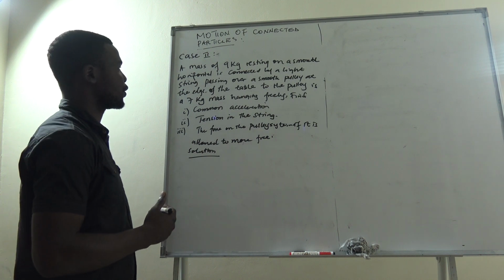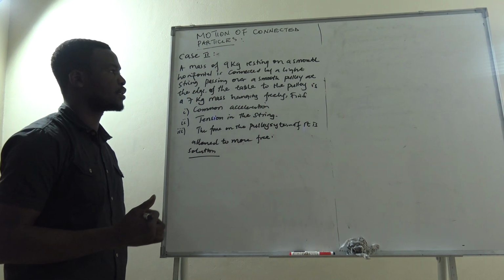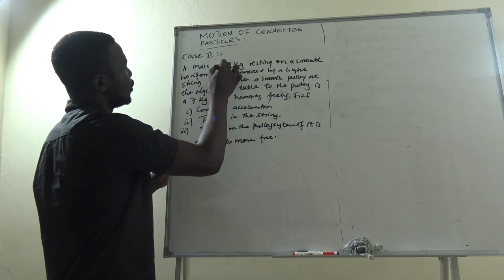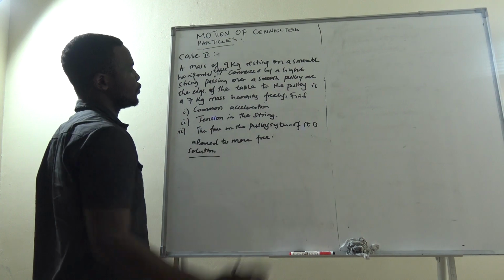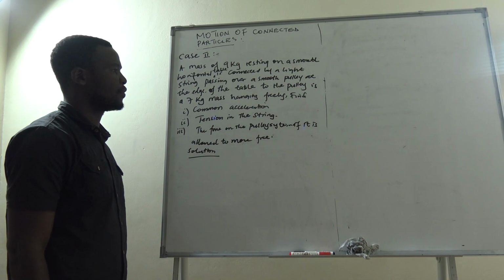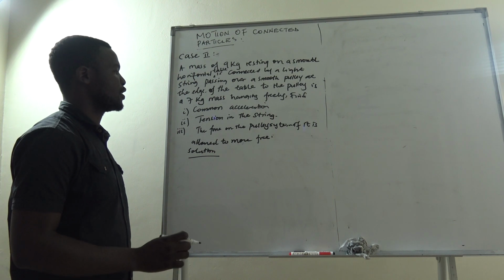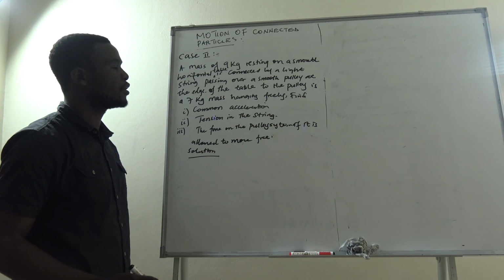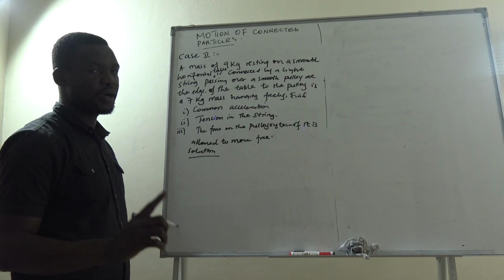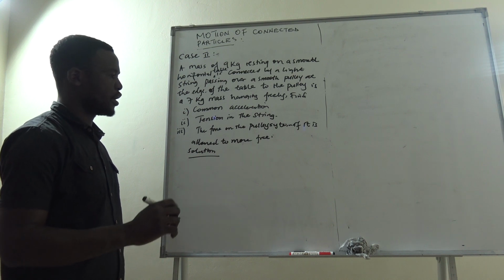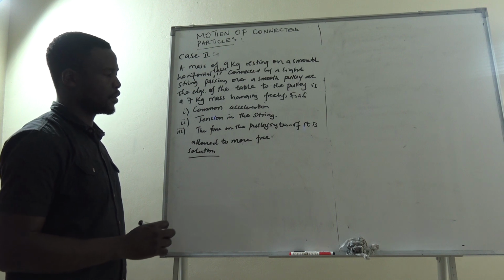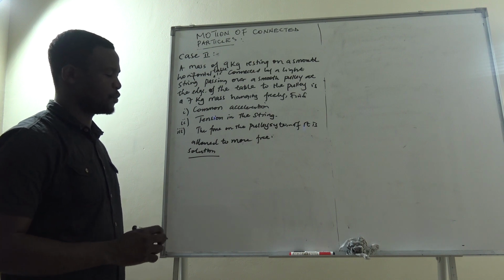consider motion of a connected particle. And the question reads that a mass of 9 kilograms resting on a smooth horizontal table is connected by a light string passing over a smooth pulley at an edge of the table. To the pulley is a 7 kilogram mass hanging freely. Find 1. The common acceleration. 2. The tension in the string. 3. The force on the pulley system if it is allowed to move freely.